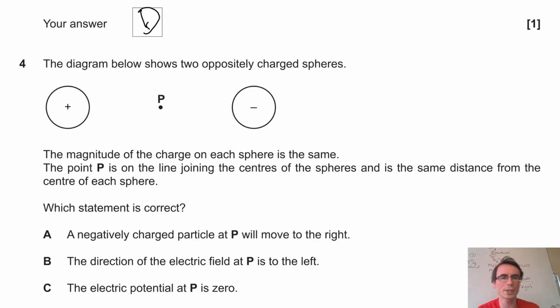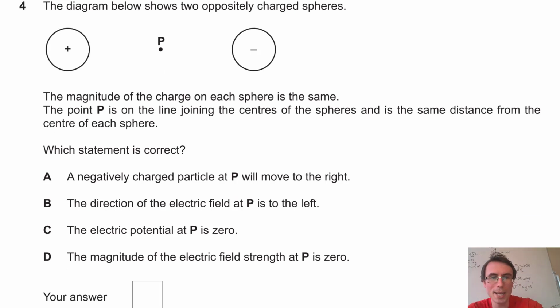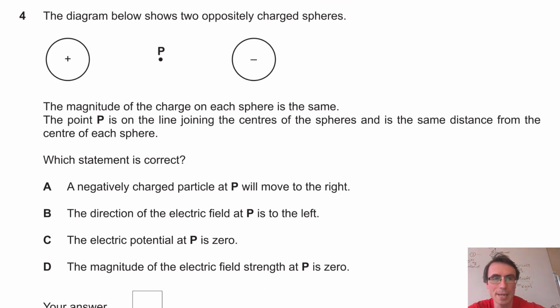I've actually solved this one quite recently on a separate video. The diagram below shows 2 oppositely charged spheres. The magnitude of the charge on each sphere is the same. The point P is on the line joining the centers of the spheres, and it's the same distance from the center of each sphere. Which statement is correct? A, a negatively charged particle at P will move to the right. Well, if we put a negatively charged particle here, it's going to be attracted towards the positive and it will be repelled by the negative, so it's going to go this way. So A is definitely not correct, it will move to the left.